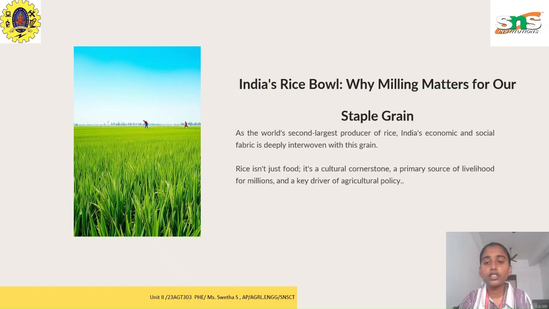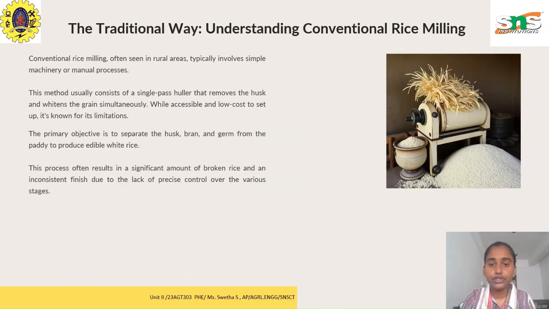As we all know, India is a rice bowl, and milling is very important in India, because rice is our staple grain, right? We have many byproducts in rice. For getting those byproducts, we have to mill the rice first. The world's second largest producer of rice is India, and it is also one of the staple foods. It is the primary source of livelihood for millions, and the milling process is also very critical to appreciating its impact in our daily lives.